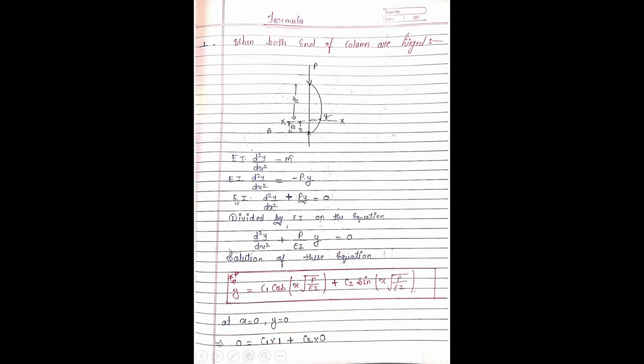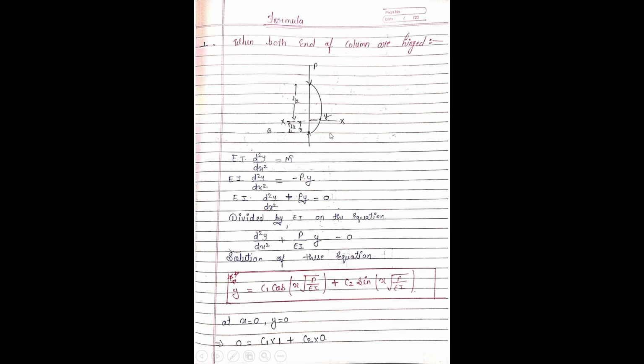And if we divide both sides by EI, then d2y by dx square plus P upon EI into y equal to 0. And this is the differential equation, and the solution of this differential equation is y equal to c1 cos x root P upon EI plus c2 sin x root P upon EI. This is the solution of this differential equation, which we will have to remember.